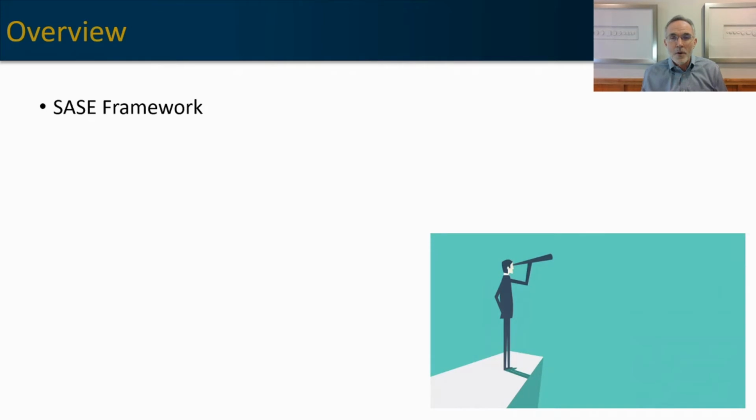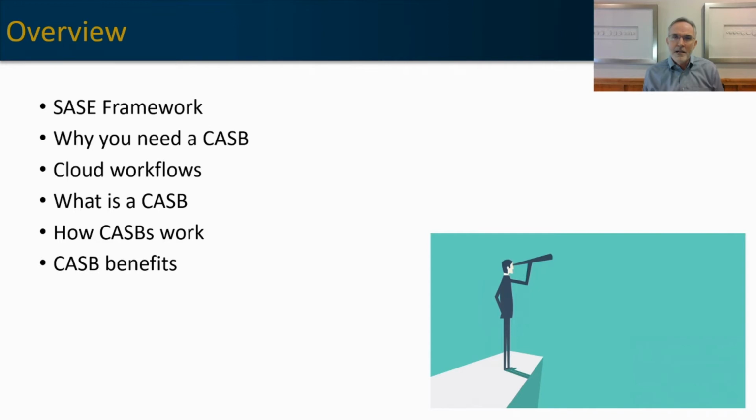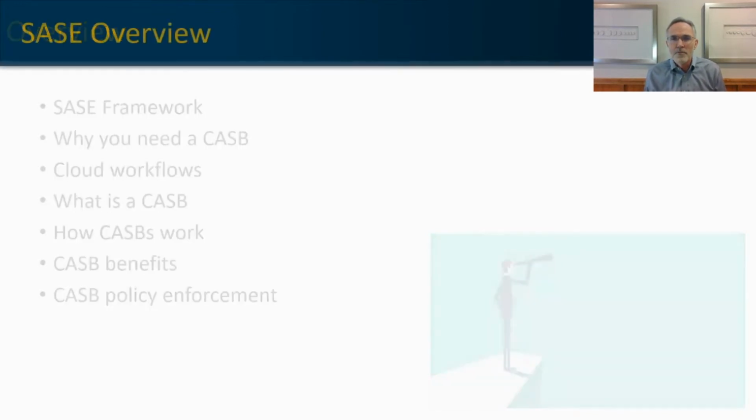From an outline overview, we're going to quickly review what the SASE framework is, and then we're going to talk about why CASB is necessary today, specifically around some cloud workflows that would need to be addressed. We're going to review how a CASB works, talk about CASB benefits, and then we're going to talk about some ancillary benefits in terms of policy enforcement.